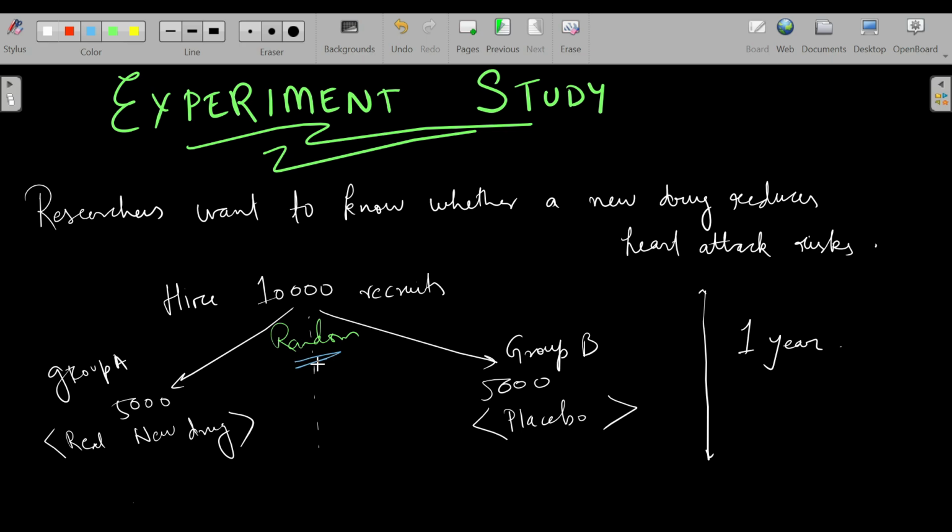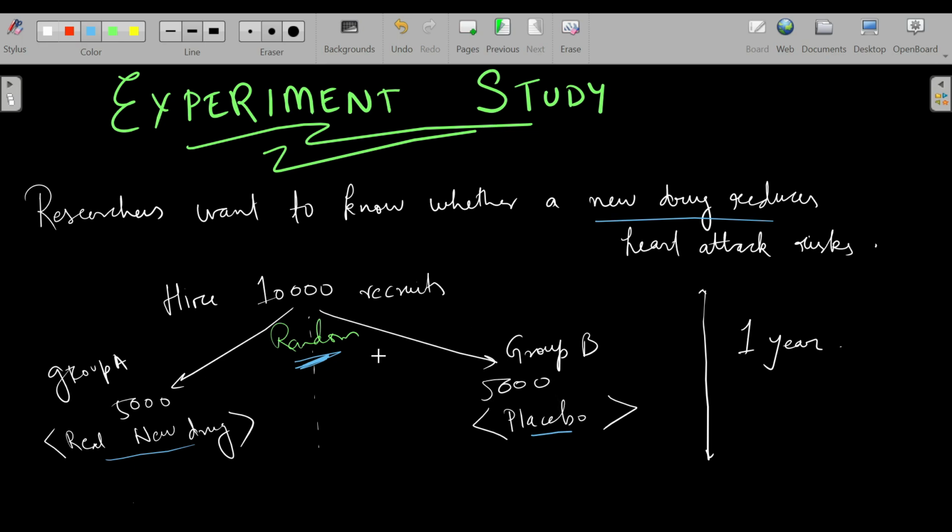This randomization plays a very important role, which I will explain in a later part. Once these 10,000 recruits have been divided into group A and group B, group A will receive the real new drug that they have created, and group B will be given a placebo. Placebo is basically a fake drug. Neither the people in group A nor in group B will know whether they have received the real new drug or a placebo, but the researchers know which persons have been exposed to the real new drug and which have received the fake placebo.